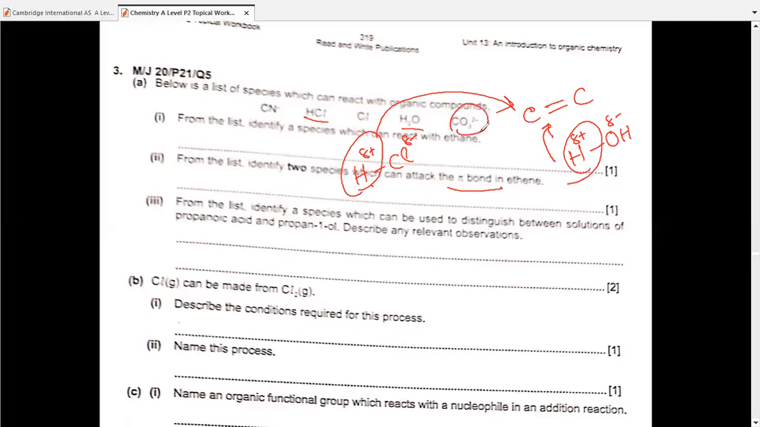Now, carbonate is negatively charged. Negatively charged species do not attack the high electron density portions. Same goes for CN-. But why can't Cl? We have a halogenation reaction. Yes, Saad, go ahead. So can't we say that the nitrile attacks the pi bond in ethene? No, it doesn't.